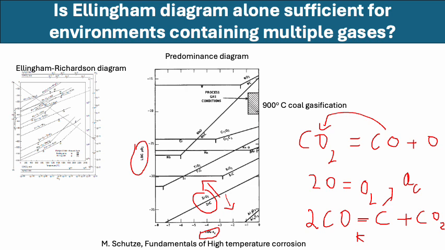This particular example for this figure is at 900 degrees Celsius, and there is some industrial process called coal gasification. So this is not related to the reactions I am talking about. So this reaction is one such reaction where we can obtain carbon activity.